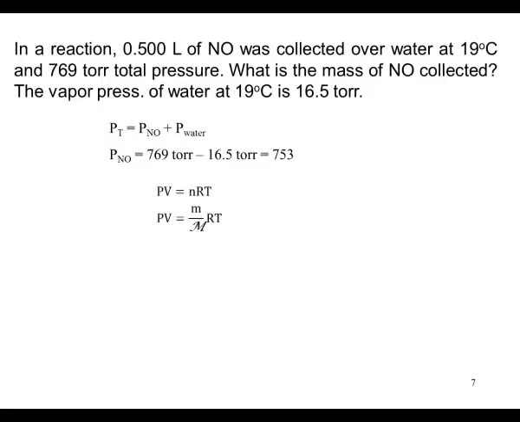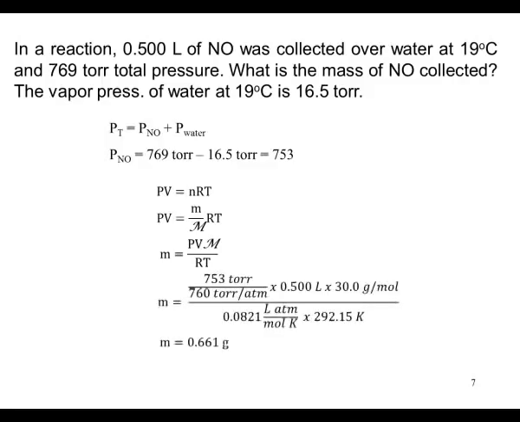PV equals nRT. Substituting for n, mass over molar mass, and solving for m, we get PV times the molar mass over RT. Substituting in 753 torr converted to atmospheres by dividing by 760, times 0.5 liters, times 30 grams per mole, the molar mass of nitric oxide. That is divided by 0.0821, the gas constant, times the absolute temperature, 292.15 Kelvin. The mass turns out to be 0.661.